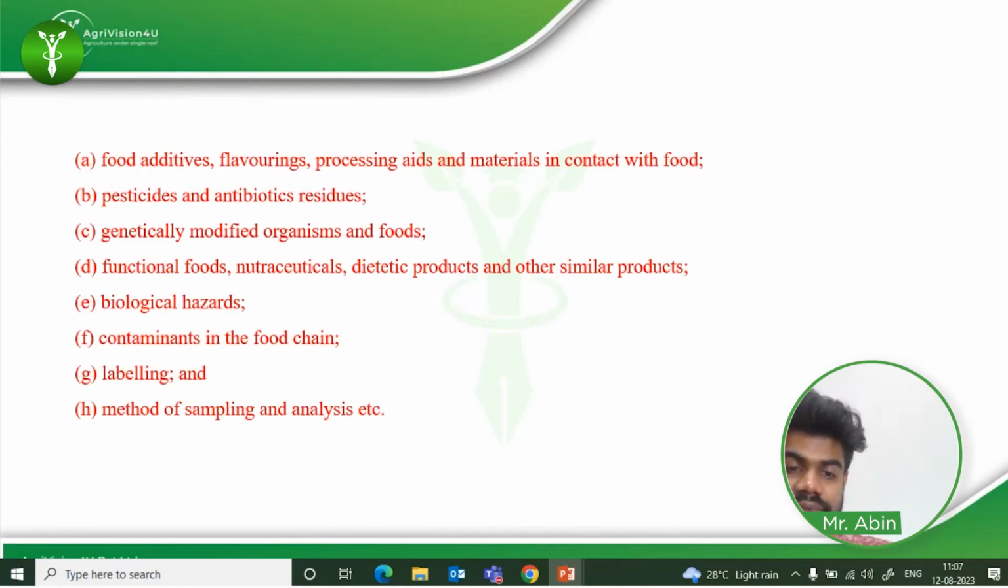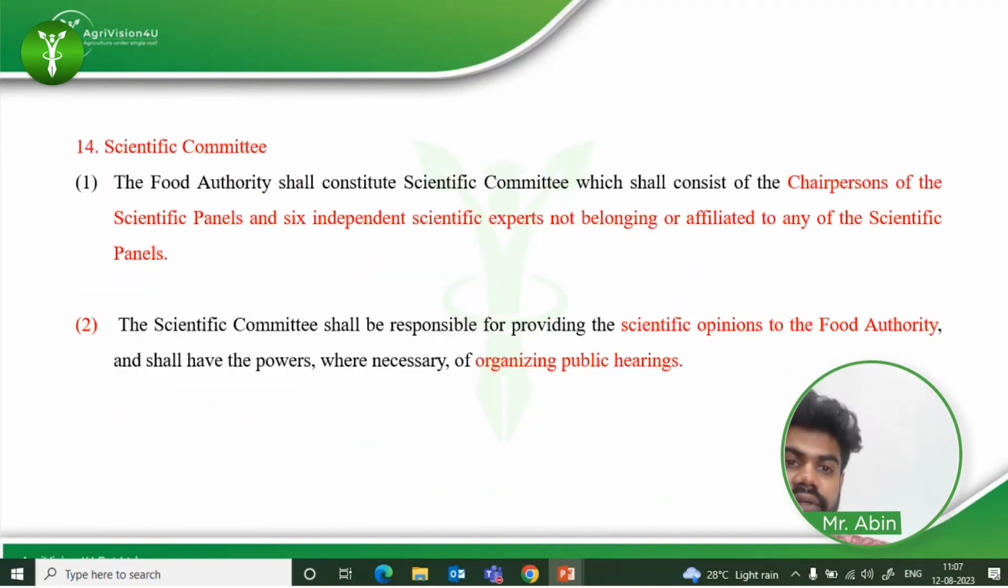So these are some examples. You can see all the lists under that. Now there is the scientific committee. So what does scientific committee mean? We have already seen that there will be scientific panels, 21 scientific panels.